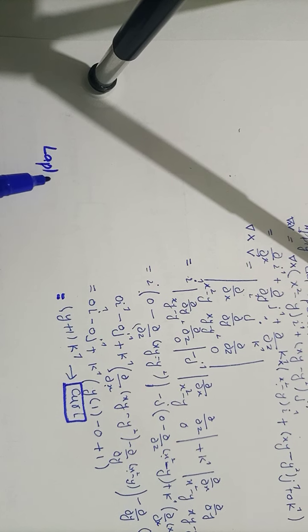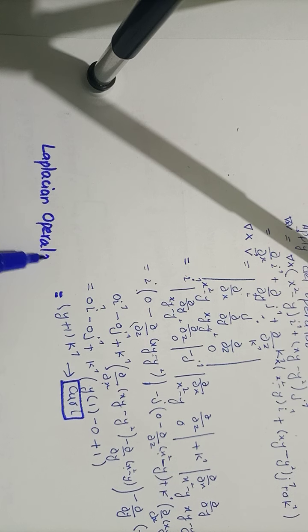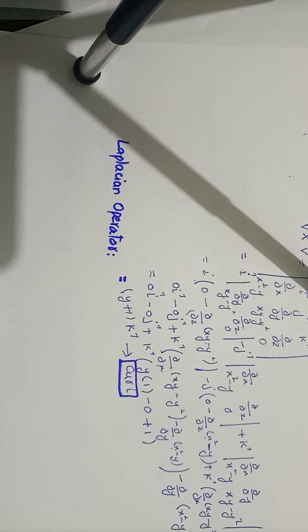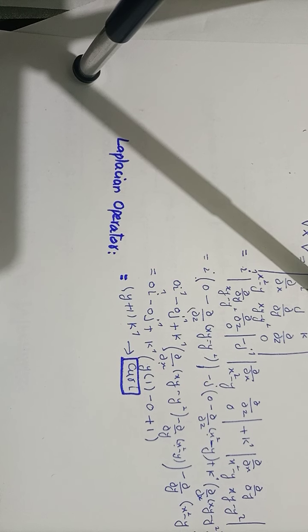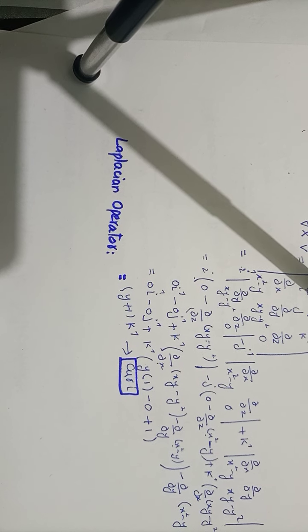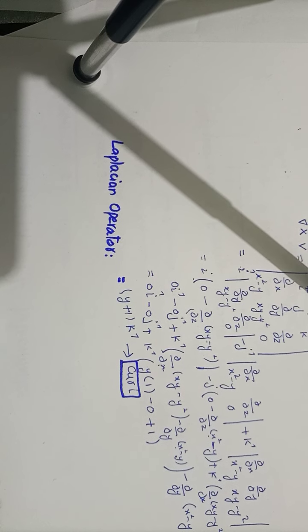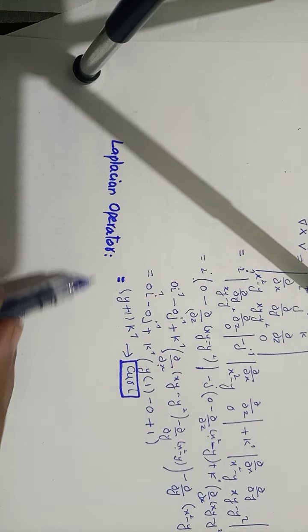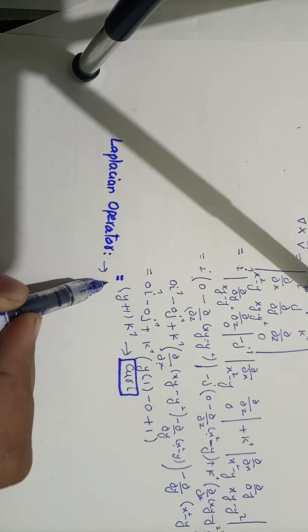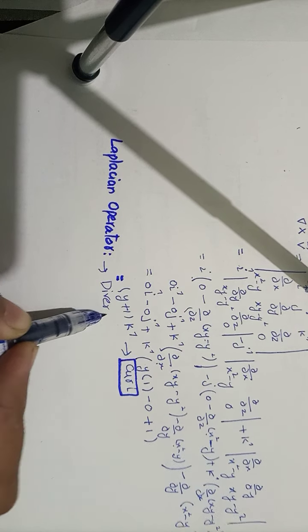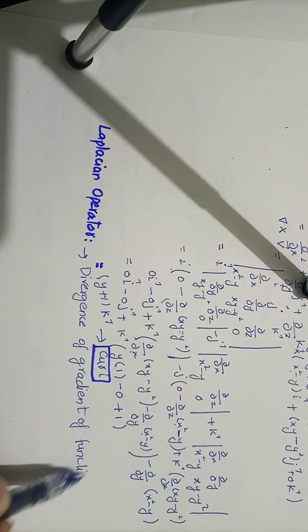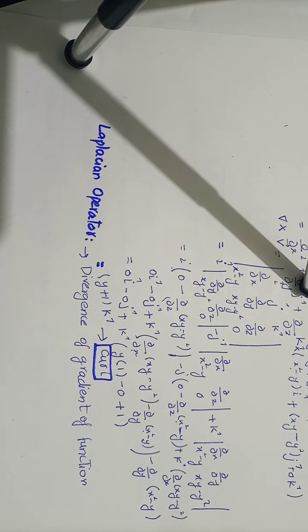Laplacian operator. The Laplacian operator is a differential operator given by the divergence of the gradient of a function on a Euclidean space. Means it is given by the divergence of the gradient of a function on Euclidean space. What is Euclidean space? Euclidean space is also a type of space.